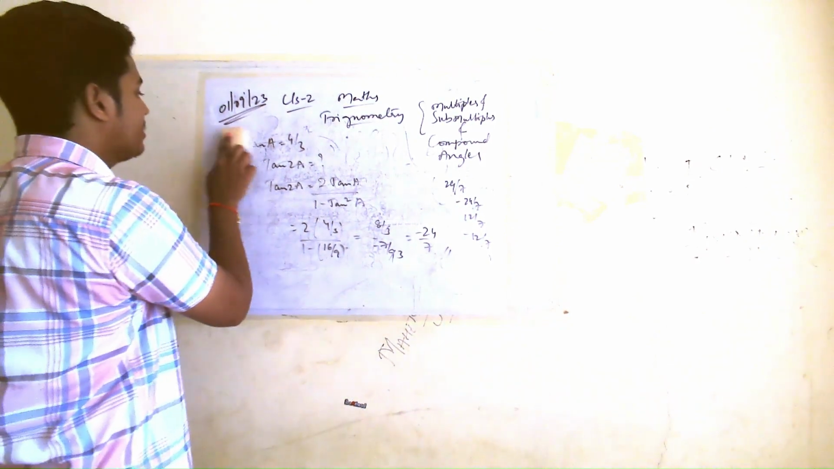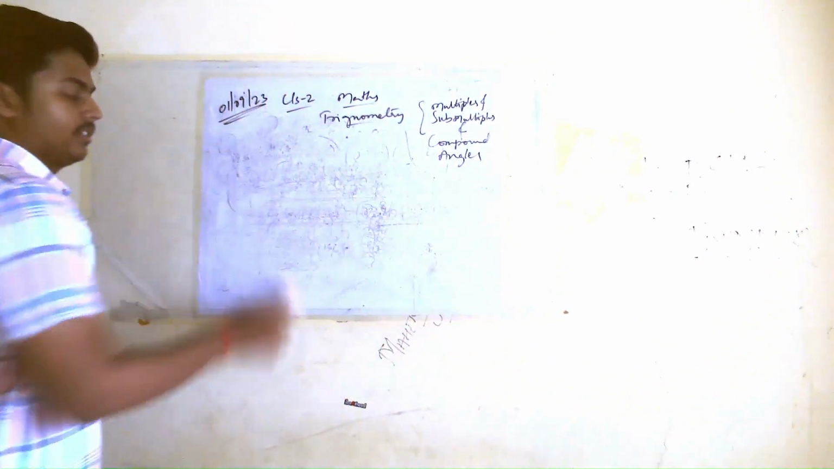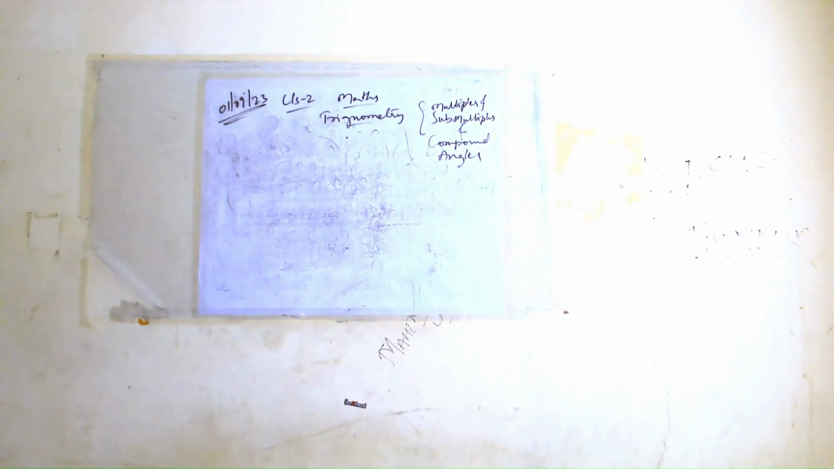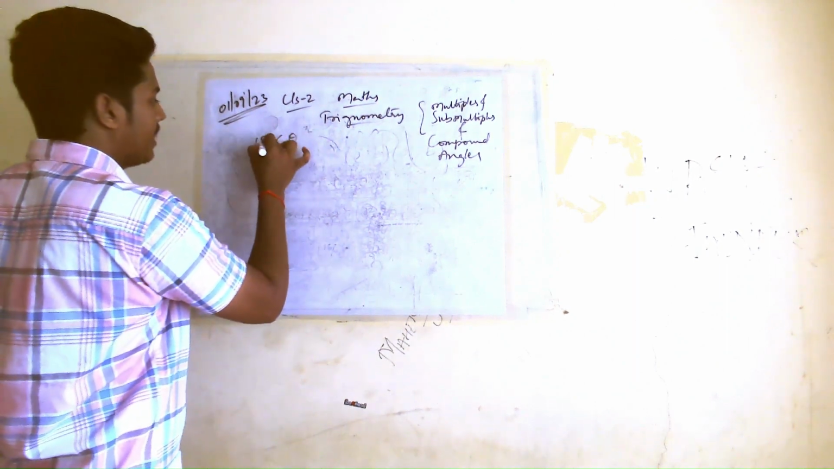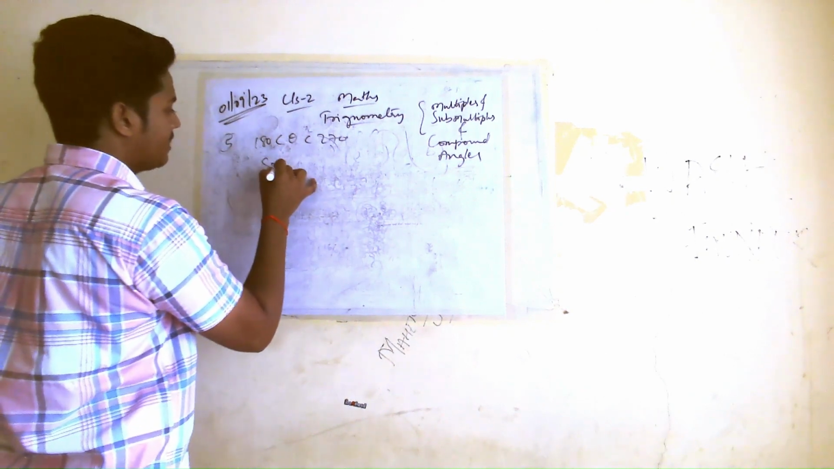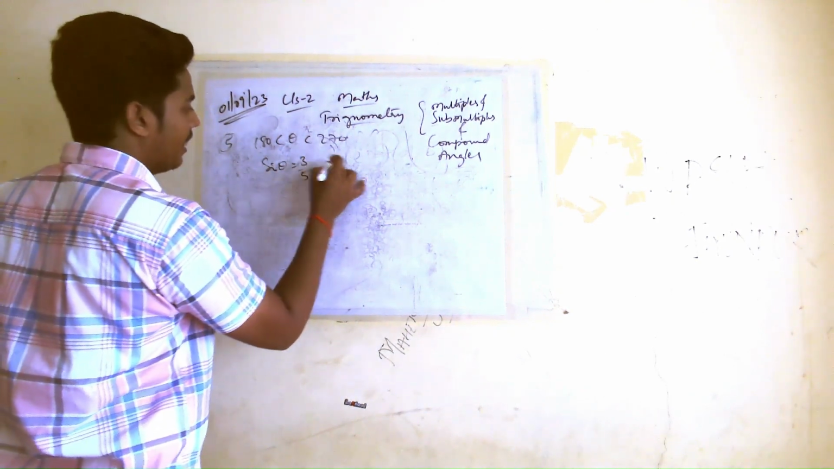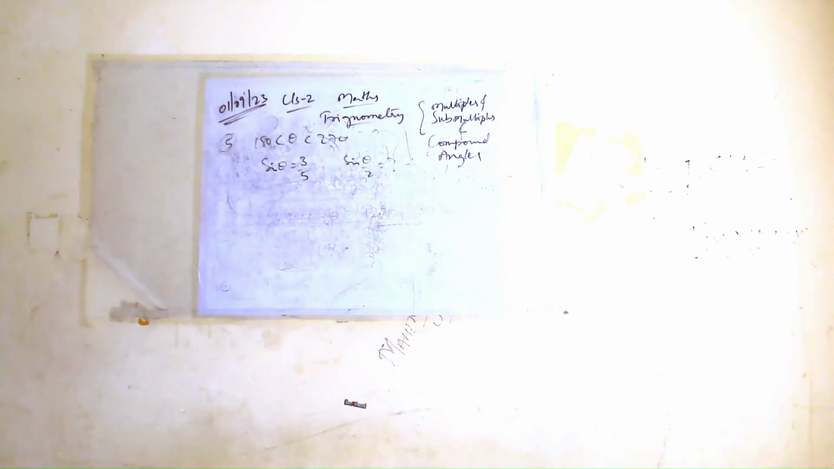Okay, our next question is: sin theta is equal to minus 3 by 5, then sin theta by 2 is equal to, given theta is between 180 and 270. It is asking us to find sin theta by 2, given sin theta is equal to minus 3 by 5. This is our question. It's a very good question actually, I can say.